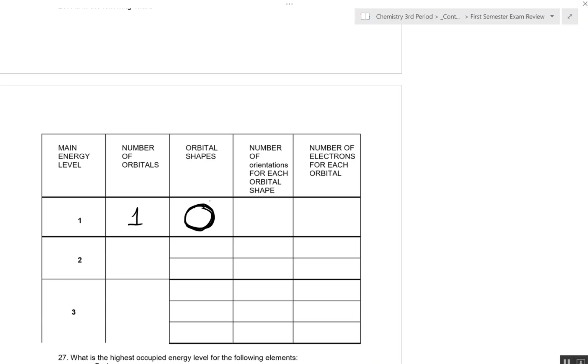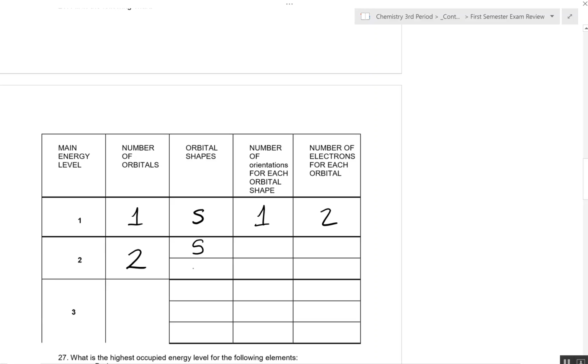Oh, they don't want a shape there. They want a letter in there. So the orbital shape is an S. Number of orientations, 1, because you only can have one orientation in a sphere. And the number of electrons in an S, 2. In the second energy level, there is 2.